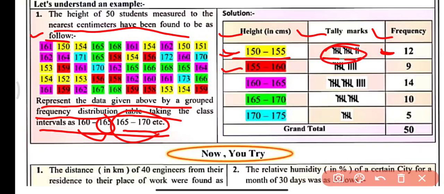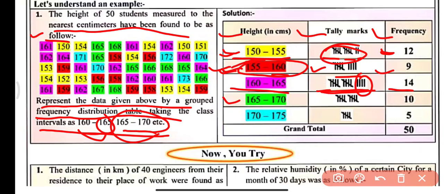And now 155 to 160 means all the students who have their height as 155 or greater than 155 but less than 160 centimeters will lie in the second class interval, and such students are 9 in number. So telemarks will be here 5 and 4, so this will be 9. Similarly the students who have their height as 160 centimeters to 165 centimeters, these are 14 students. So 5, 10 and then 4, so this becomes 14.